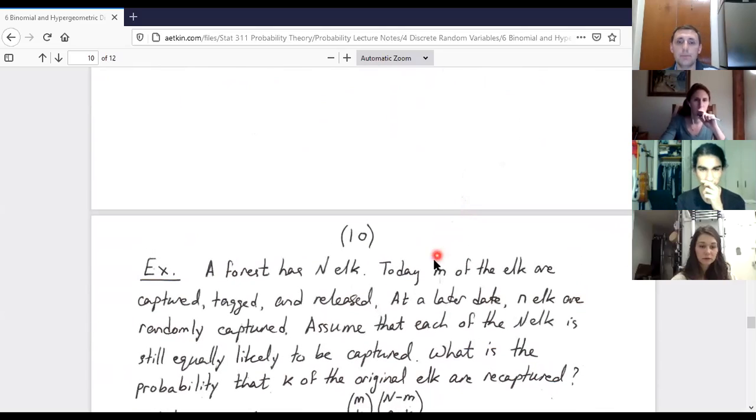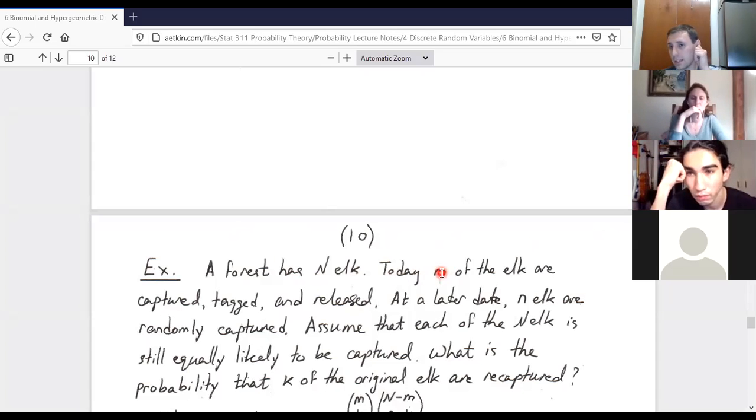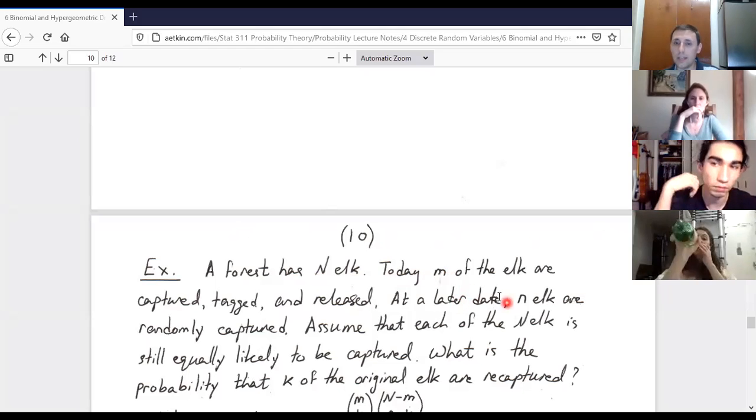And this reminds me of a situation I really had. I'll tell you who the elk are. A forest has N elk. Today, M of the elk are captured, tagged, and released. At a later date, N elk are randomly captured. You understand? First, on some day, M creatures, elk, were caught. They received a tag, maybe a nice earring, and they were let go. Later on, a sample of N elk are randomly captured.